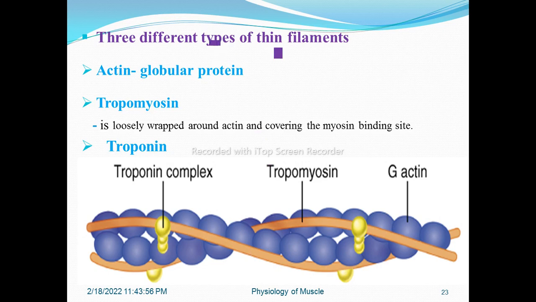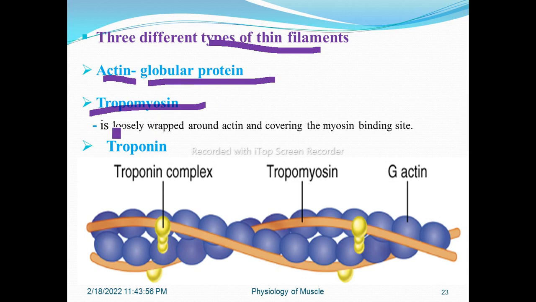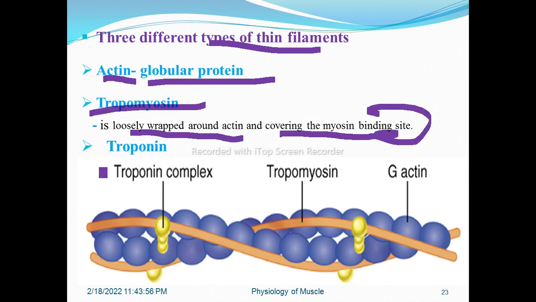And there are three different types of thin filament proteins. Actin is the primary structural protein. It is a globular protein. The other is tropomyosin. Tropomyosin is loosely wrapped around actin and covers the myosin binding site. The other is troponin. We will see troponin, so let us first take this picture. This is the thin filament. In the thin filament, here is tropomyosin, which covers the myosin binding site. This is a globular protein; G actin is globular actin. All these circles are actin, and this is troponin. So this is, in general, the thin filament.